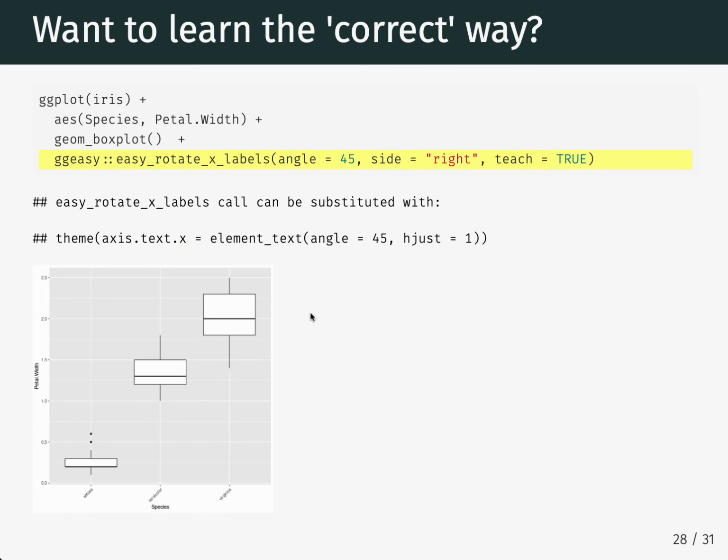I like to think that people who drive an automatic transmission vehicle should sometime learn how a manual transmission works. In that vein, we have the teach argument which can be supplied to any ggeasy function. That will still produce the plot you want, but it will give you the full theme command that you should use if you wanted to go about it properly.